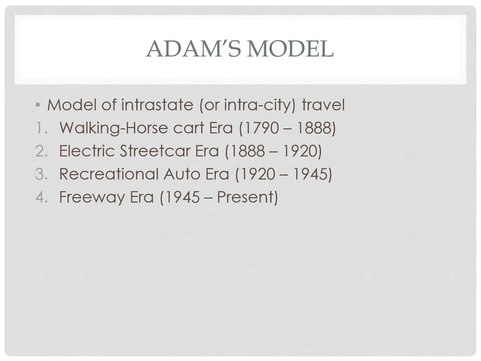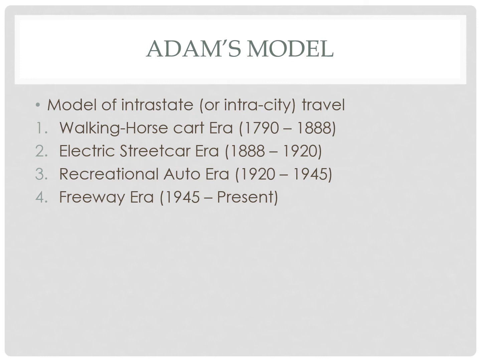Now, the next model that we're going to look at, Borchert's model was about interstate, international travel. This is looking at travel within a state, within a city. So this is Adams' model. Adams' model looks at intrastate, intracity travel, starting with the walking-horse-cart era, 1790 to 1888. And at this period of time, cities that were built around this time, people got around by using horse carts, horse-drawn carriages, things like that. So the streets were very narrow.